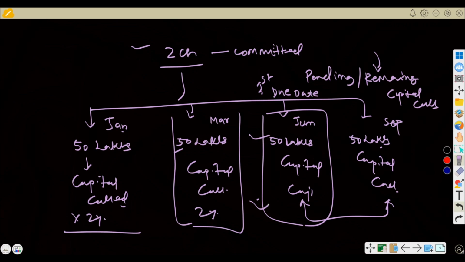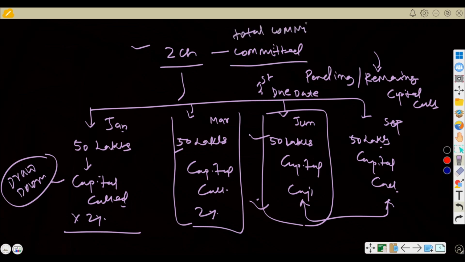Here, again, the capital call is also called a drawdown. So a capital call you can call a drawdown the other way around. Committed capital, you can call a total commitment. And in a hedge fund, the drawdown or capital call is called a subscription.